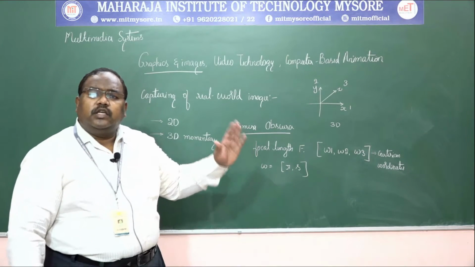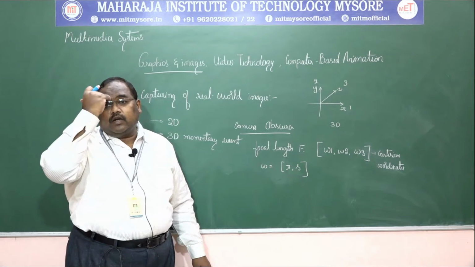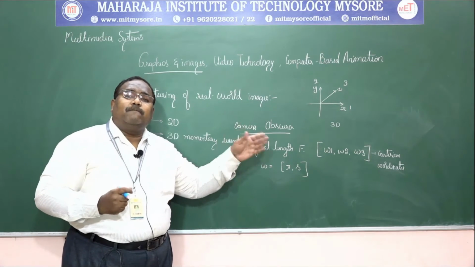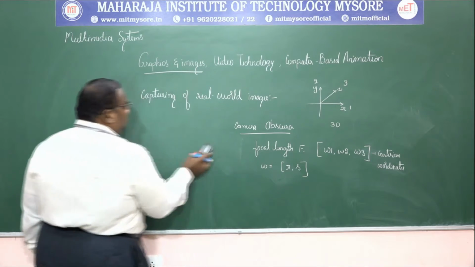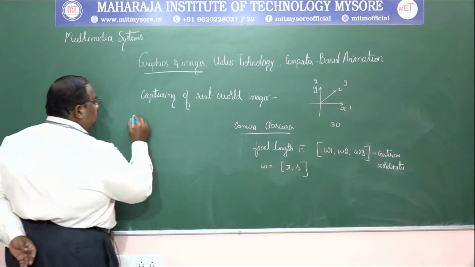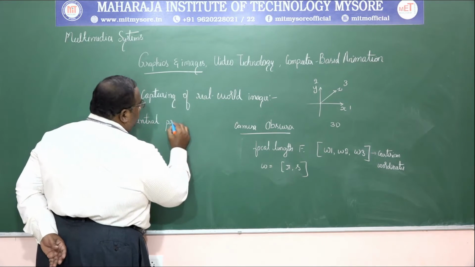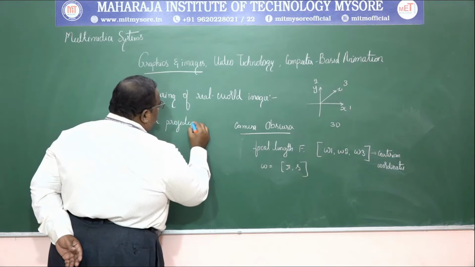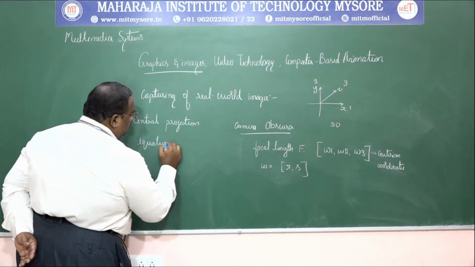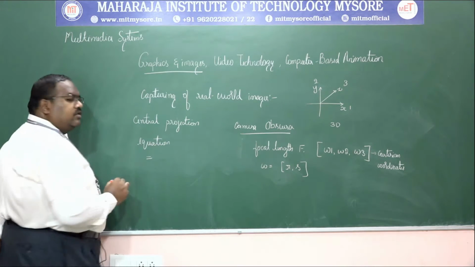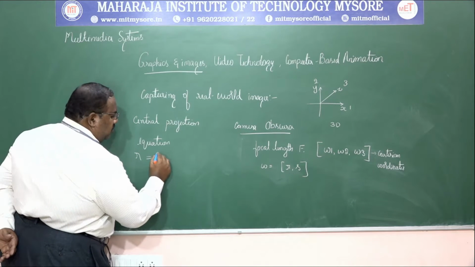Now when we talk about this, we will be able to derive, with the focal length and the Cartesian coordinates and the image level coordinates, by applying the central projection equation. How does the central projection equation look like? So the central projection equation is given by R is equal to F.